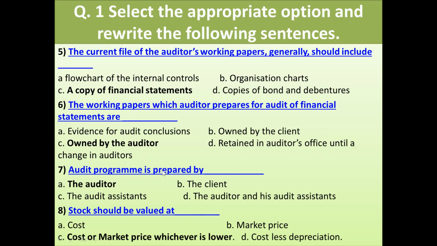Next, the audit program is prepared by dash. The right answer is audit program is prepared by the auditor. Another question is stock should be valued at dash. So stock should be valued at cost or market price, whichever is lower.